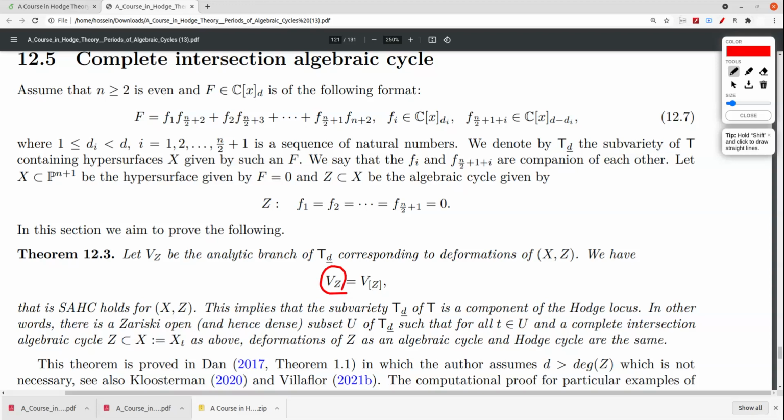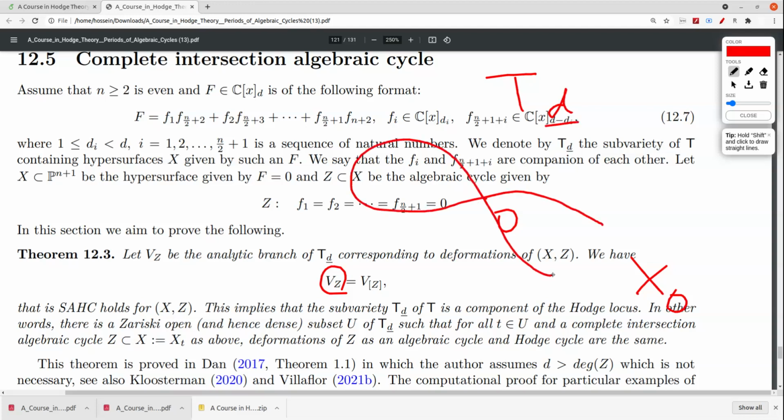Maybe a few words about this V_Z. The point is that when we consider this zero representing X0, and then we consider this algebraic variety T underline d, this might cross this zero many times, and here we just consider one analytic branch of this, and we call this one Z.